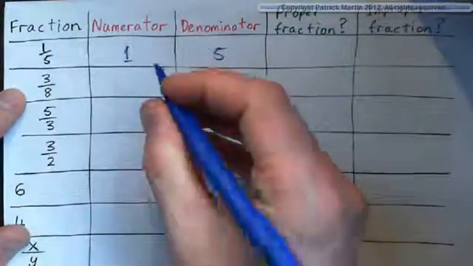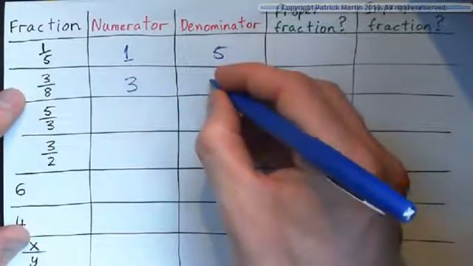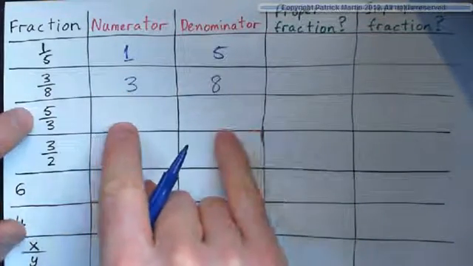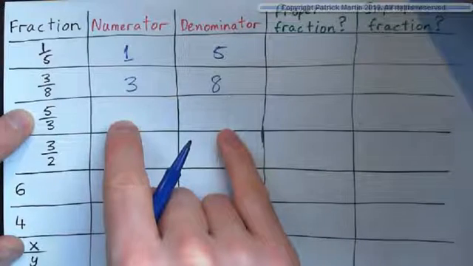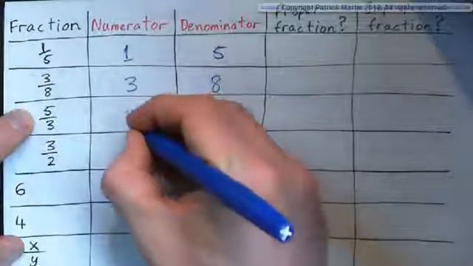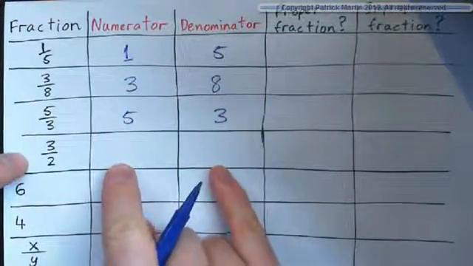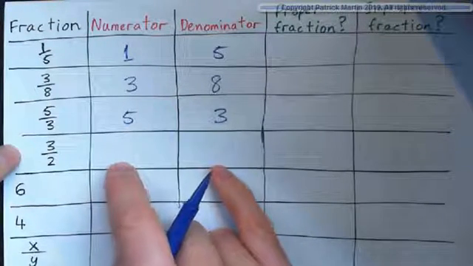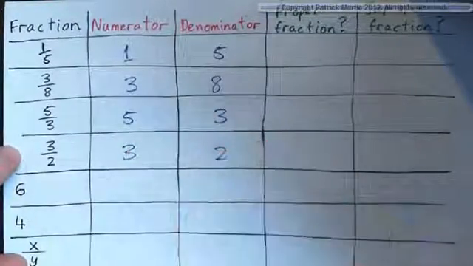The numerator is number 3, the number on top. Denominator is the number 8, the one on bottom, right? How about 5/3? What's the numerator and the denominator? Numerator is 5, denominator is 3. How about 3/2? What's the numerator and the denominator there? Numerator is 3, denominator is 2, right?